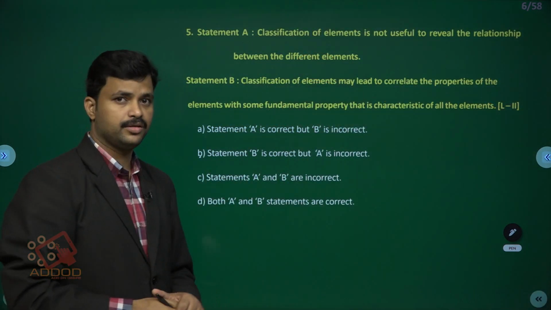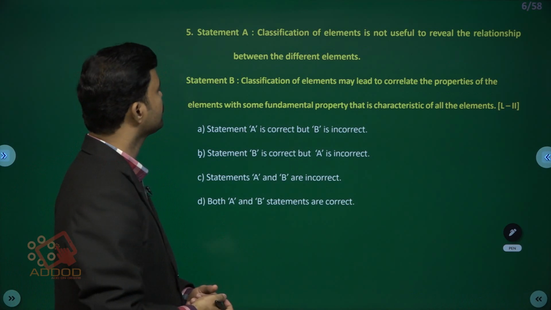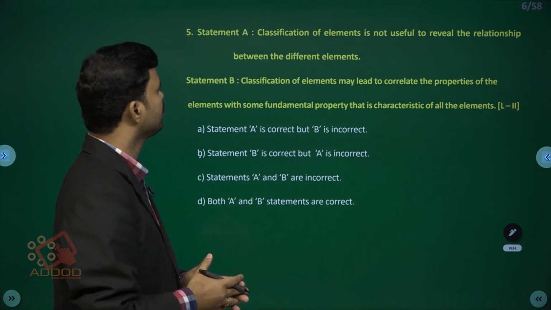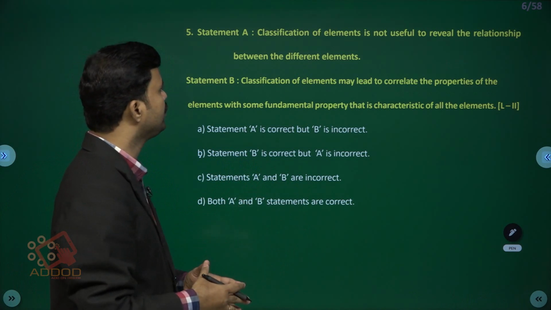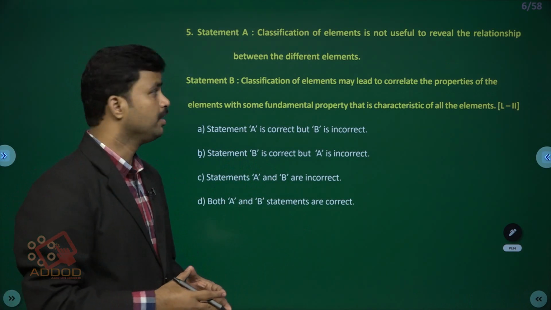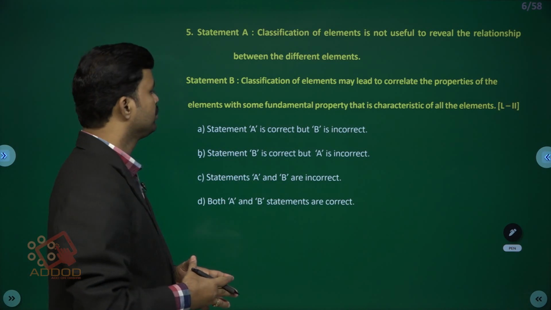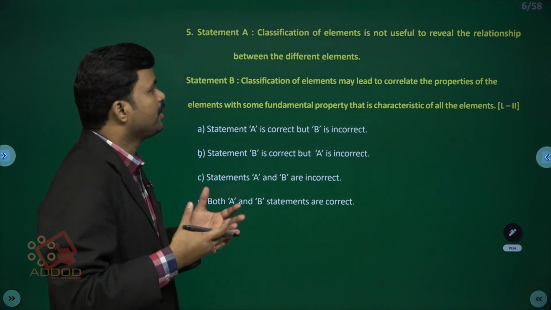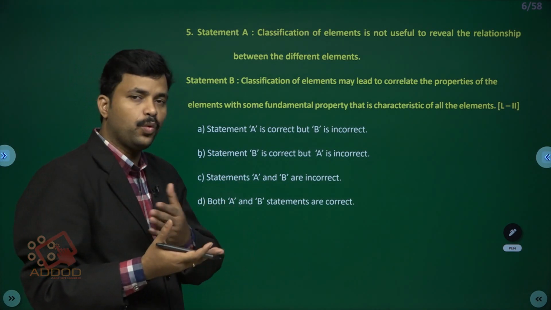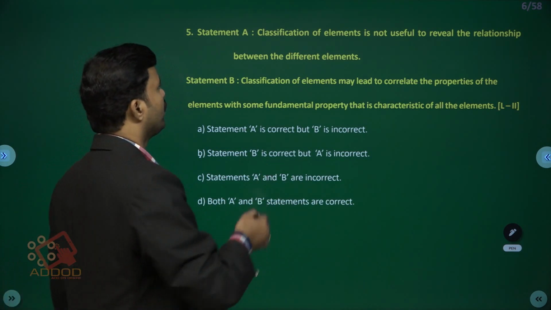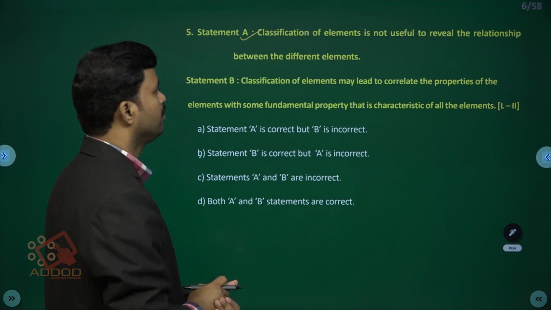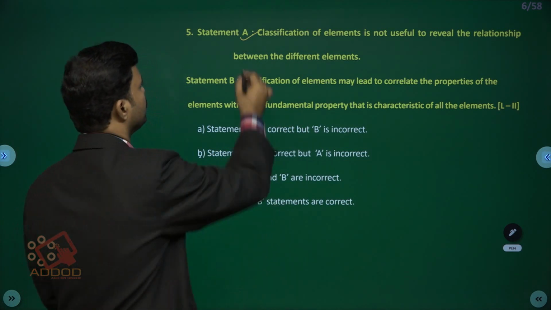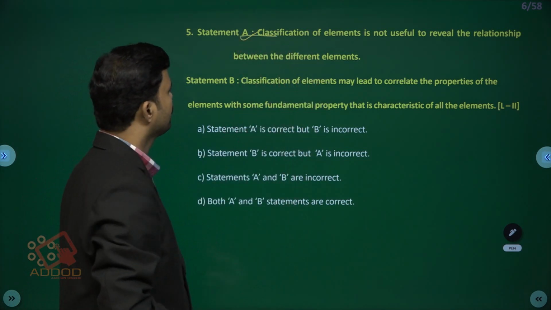Well, now a true or false related statement. We need to choose the right statement. Classification of elements is not useful to reveal the relationship between different elements. Is it the right statement? See, classification is to give the relation, what kind of trend it is. That's wrong. One can give the relation. Option A is a wrong statement.